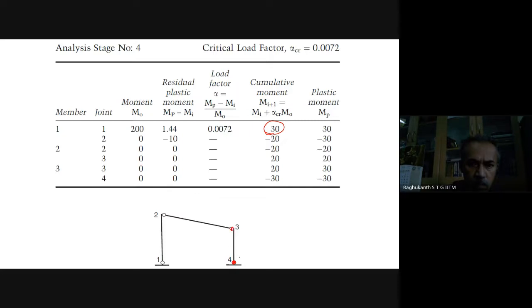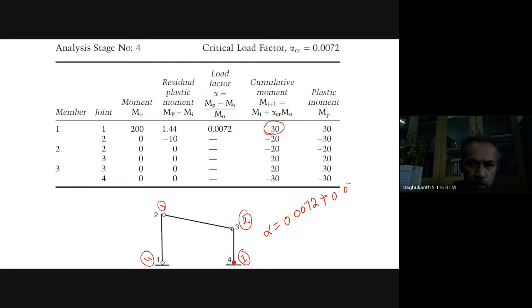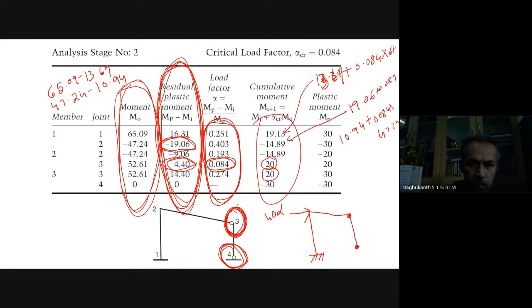So 4 stages: this is the first plastic hinge forming here, second plastic hinge, third plastic hinge, and the fourth plastic hinge. So you have to do step by step analysis. And now the total load factor will be, you see, you have to add up all those things. In the last case, it is 0.0072 plus. Okay. The previous case was 0.073. Okay. Plus 0.084 plus. Okay. So this one will be the first one.